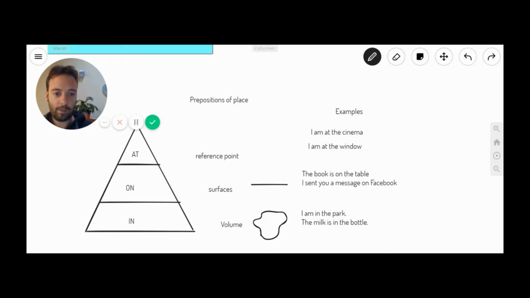Or there could be a bottle. And then you say the milk is in the bottle. You think of a bottle as a volume.